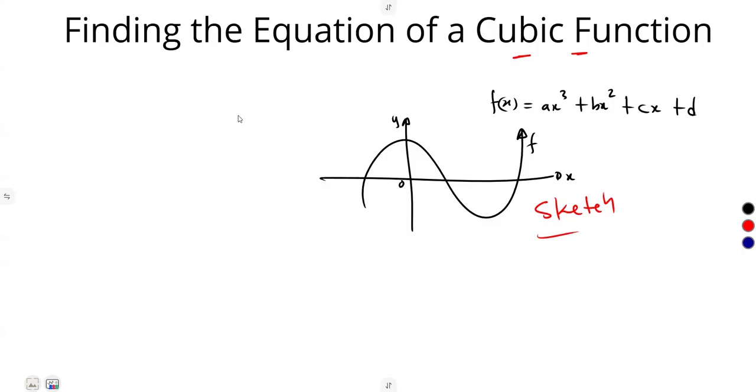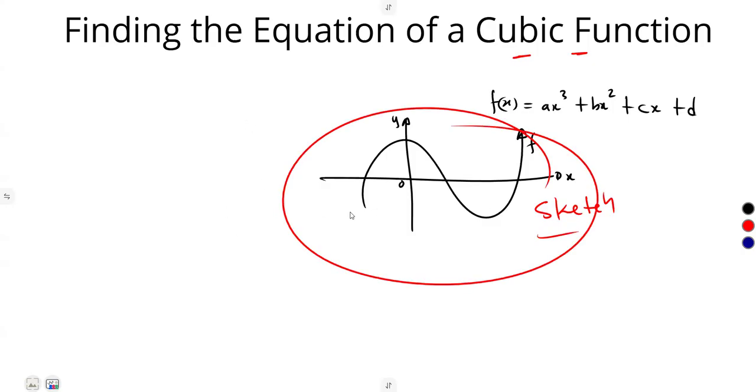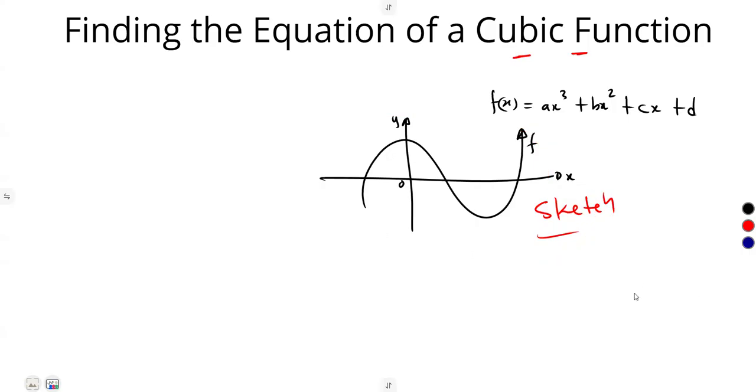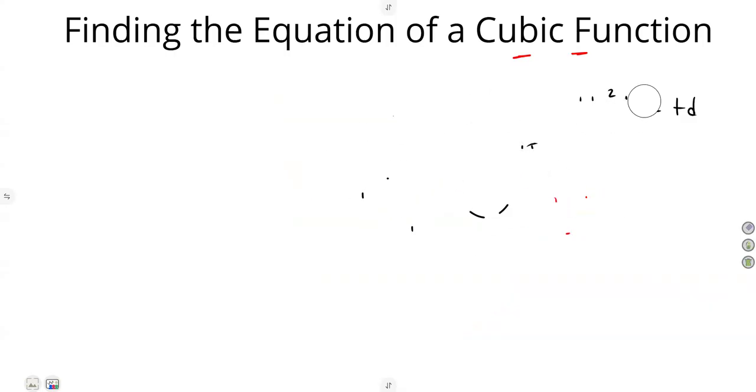But in our case, we are given that cubic function or some properties of the cubic function, and from those properties, we are to find the equation. So this is the major aspect that you have.